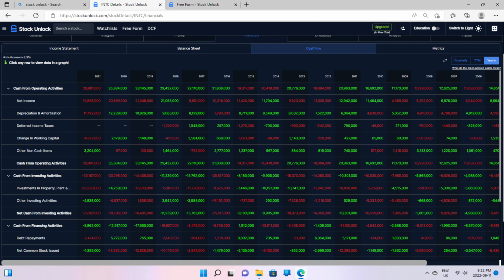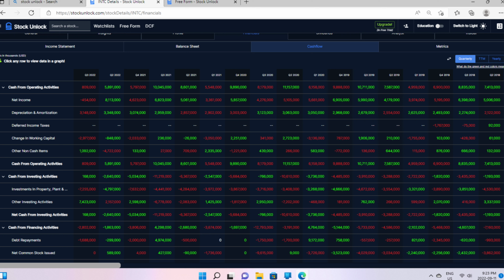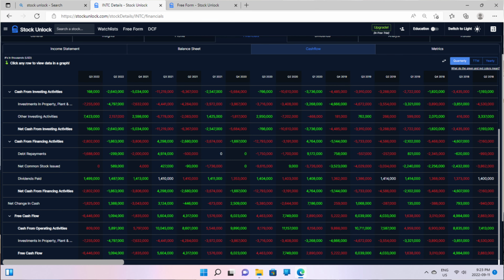Let's move to its cash flow statement. On the screen, we can see cash from operating activity is increasing. Dividend paid by this company is also increasing, which means the company is increasing its dividends. And free cash flow is also uptrending. But again, if we look at the quarterly statement, cash from operating activity is down and free cash flow is down huge.